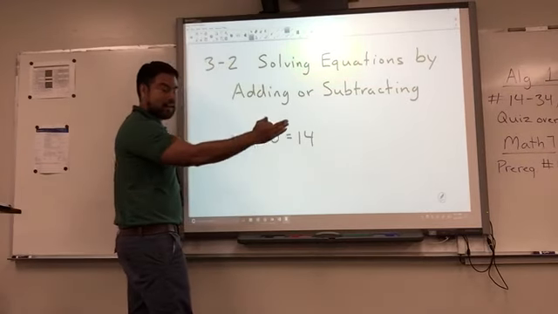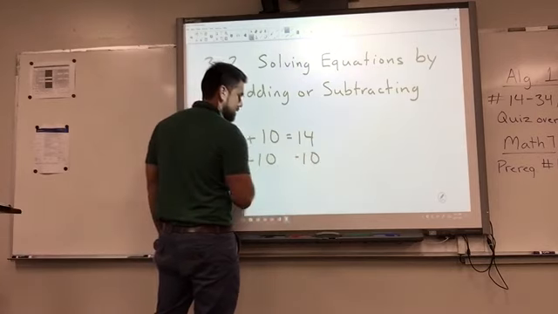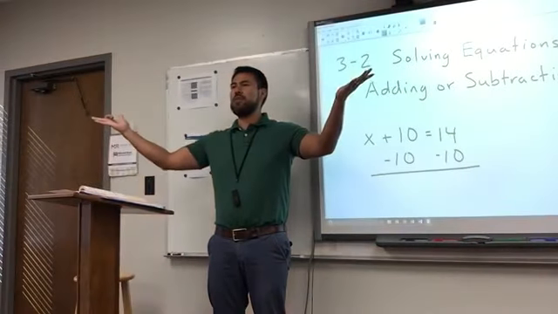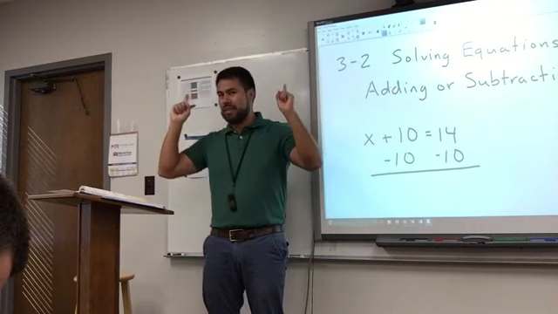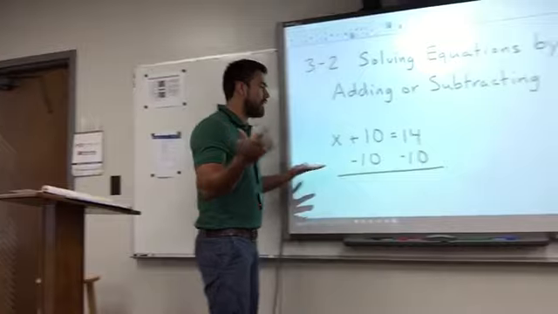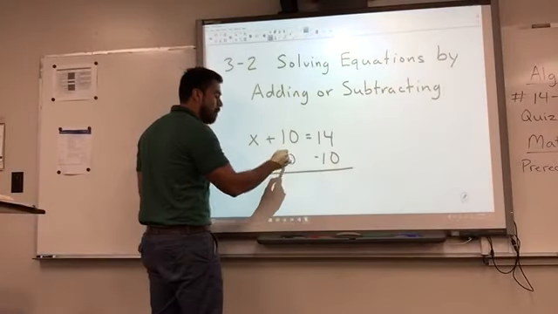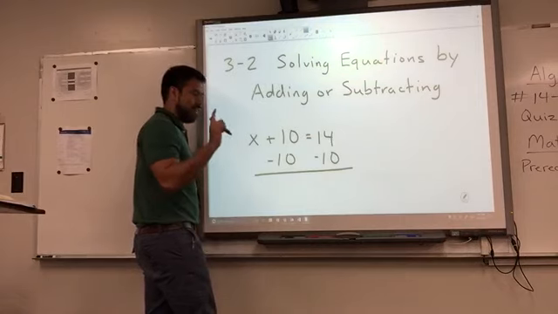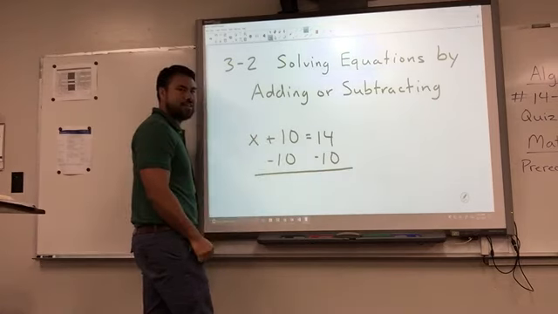Okay, write this down, guys. Subtract 10 from both sides. So if you had a balanced scale, you took 10 away from here and 10 away from here. Do you keep it balanced? Yes. But why 10? Well, let's see what happens. What's x plus 10 minus 10?